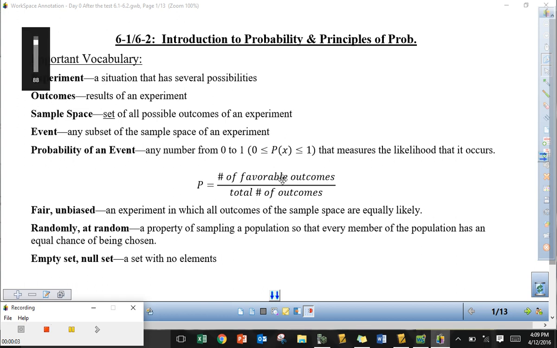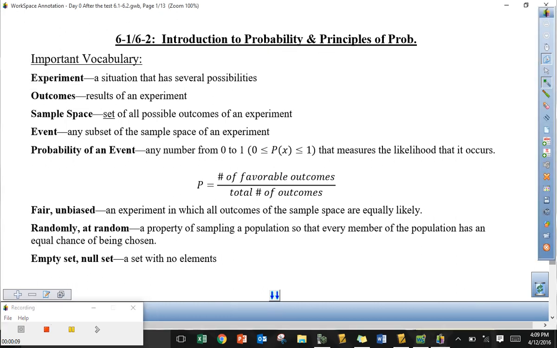Today's lesson is over 6.1 and 6.2, an introduction to probability and principles of probability. Before we get started on examples, I just want to cover some vocabulary that's going to be important for understanding things during this chapter. The first thing we're going to talk about is an experiment, and that just means a situation that has several possibilities. This may be rolling a die or flipping a coin.